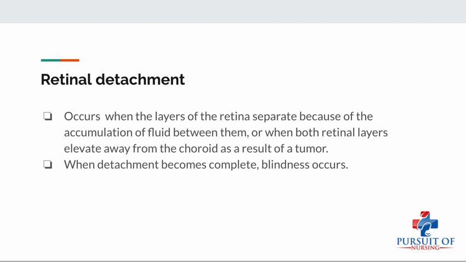Retinal detachment. Retinal detachment occurs when the layers of the retina separate because of an accumulation of fluid between the two layers, or when both retinal layers elevate away from the choroid as a result of a tumor. When detachment becomes complete, blindness occurs.